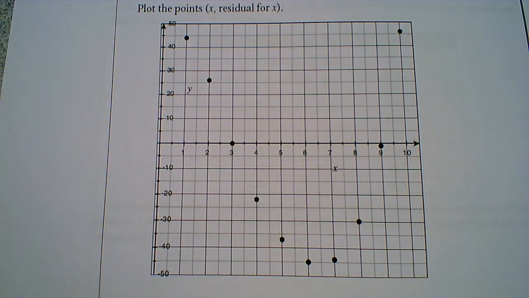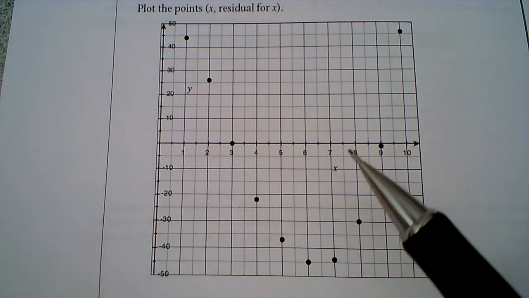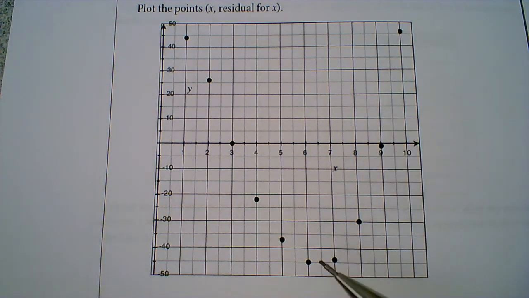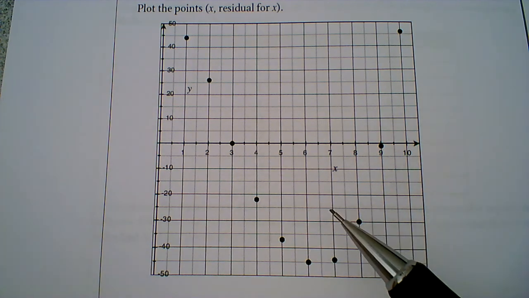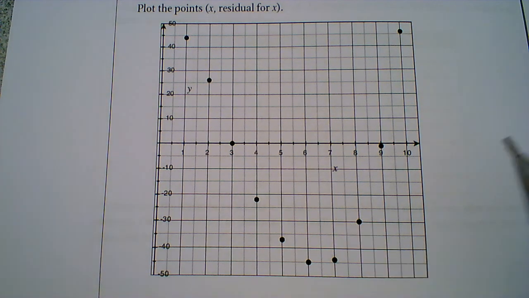a random pattern that has some above and some below, we know that it is not a linear function. That is not the line of best fit. This is not telling us that it's a quadratic or anything else. The only thing it is telling us is that the residuals show us that the equation that she proposed is not a good fit. Okay?